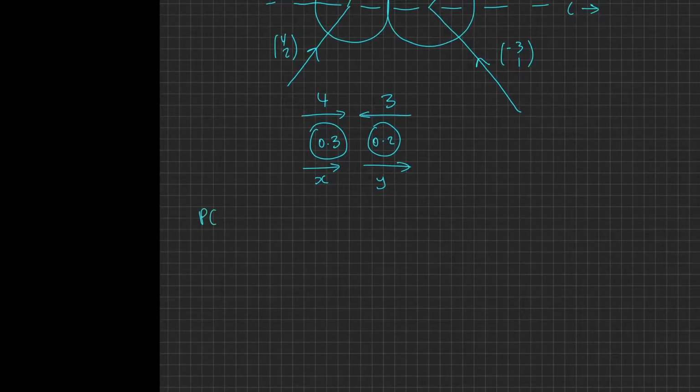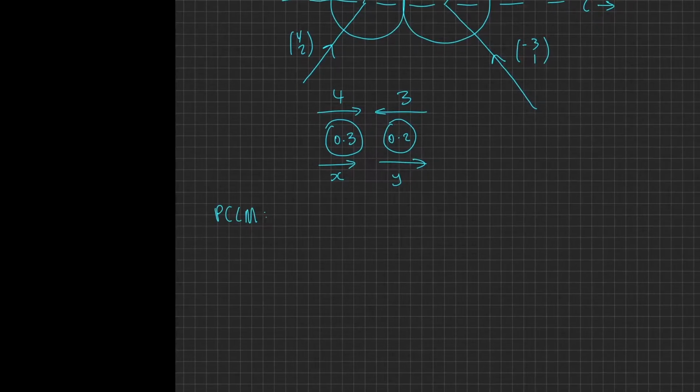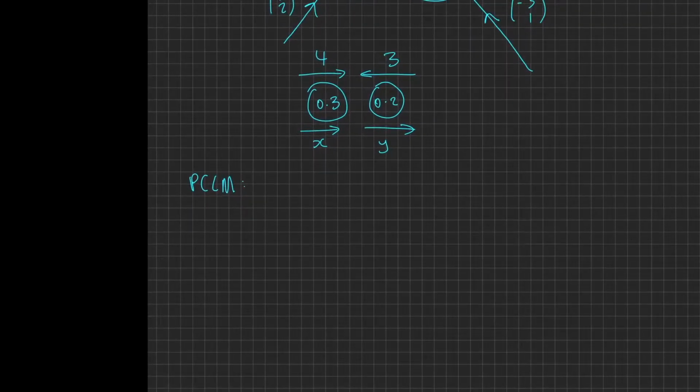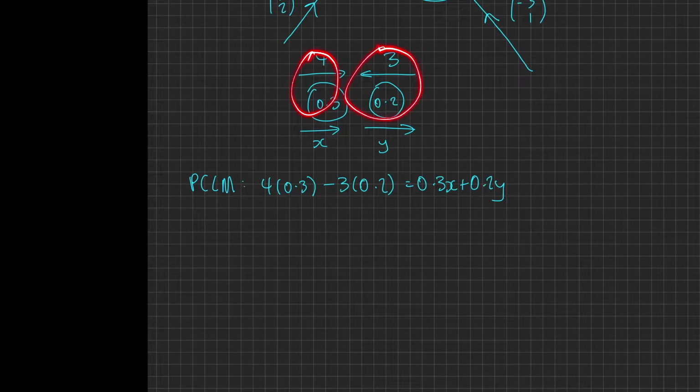So we're going to do PCLM, the conservation of momentum on these two spheres, just like we did in the previous section in 1D collisions. So 4 times 0.3 minus 3 times 0.2 is equal to 0.3x plus 0.2y. This is a conservation of momentum: the momentum of this ball take away the momentum of this ball initially, because they're moving in opposite directions, is equal to the final momentum.